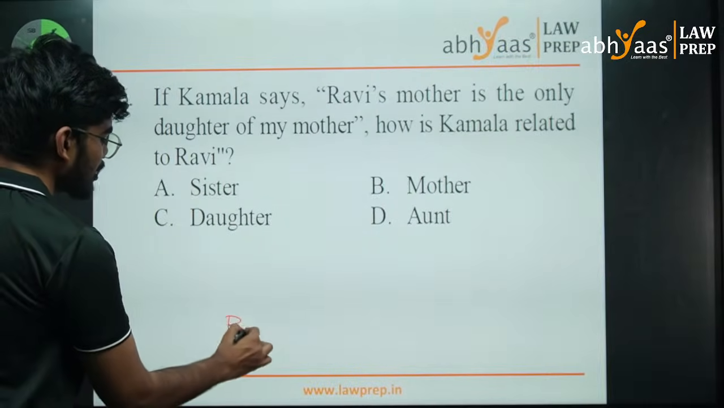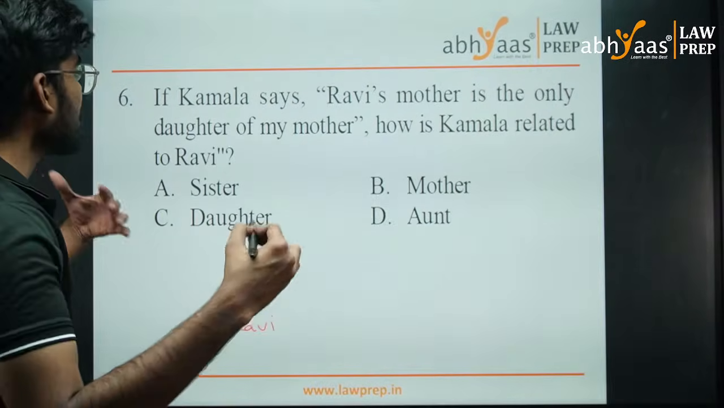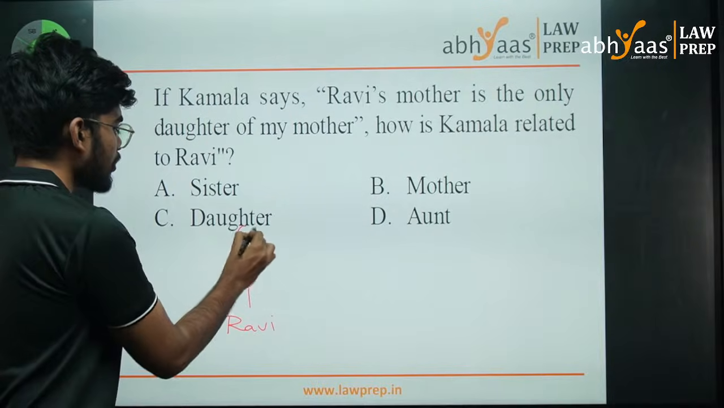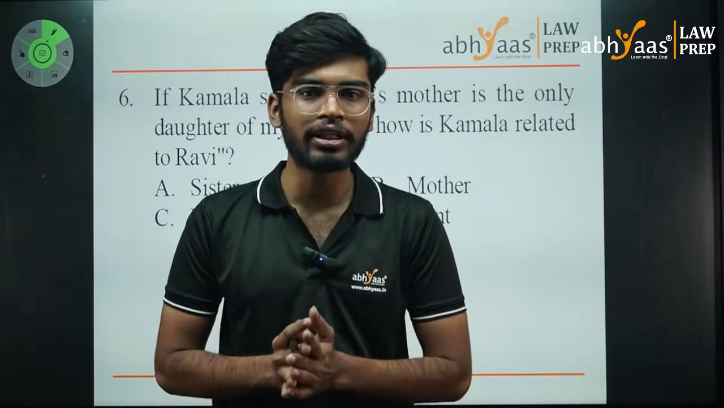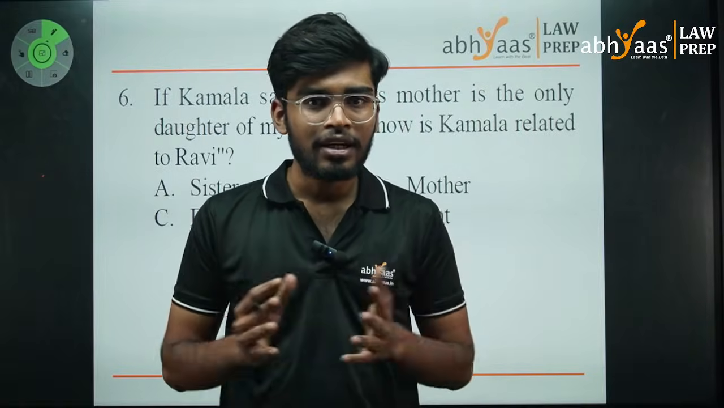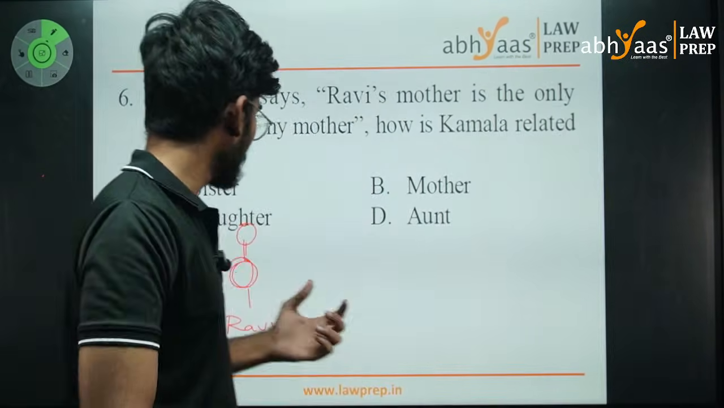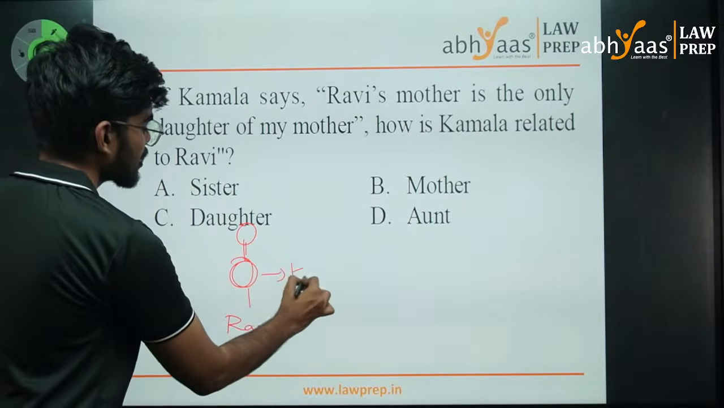Ravi's mother, say this is Ravi, Ravi's mother is the only daughter of my mother. Only daughter of my mother. Say for example, I am the only son of my mother. What does it mean? It is myself, right? The only son is me itself. So the same in this case. So here this person is Kamala.